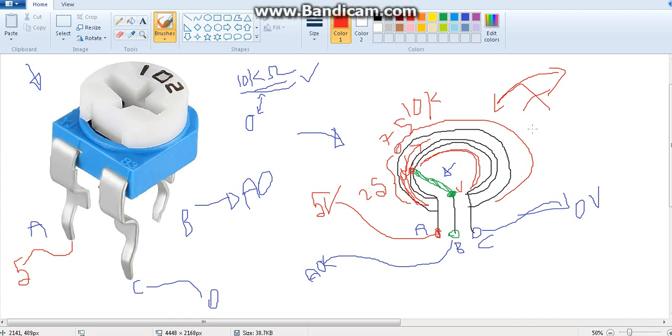So 75% of this 5 volts will be falling between the C and this particular point, and this particular point is connected to B. Yes or no? Yes. So between 0 and B, 75% of the 5 volts will drop. That means it increases, because in this direction the voltage is increasing, right?